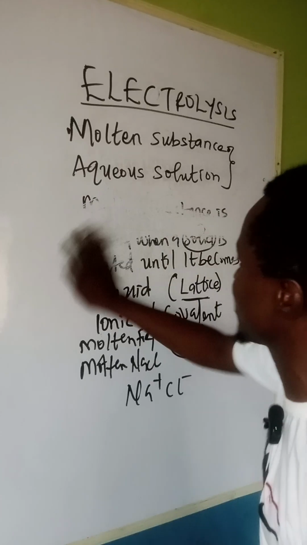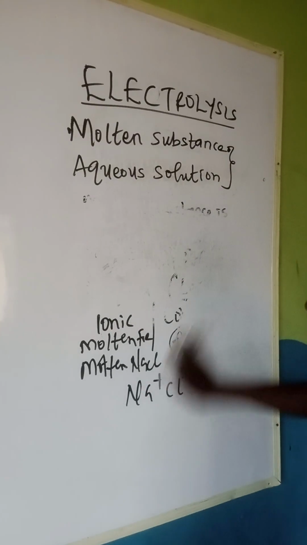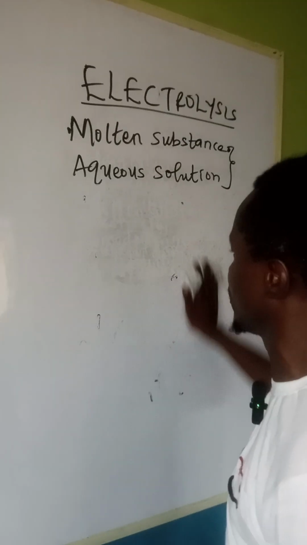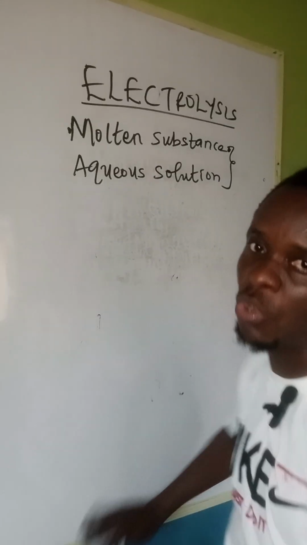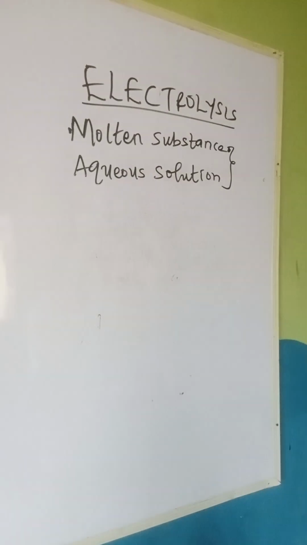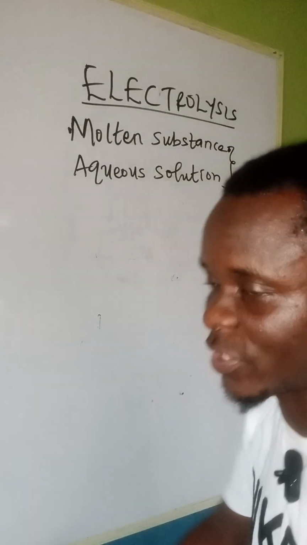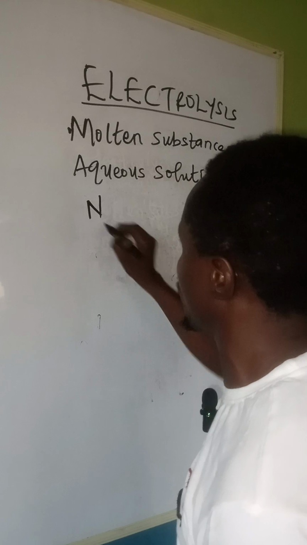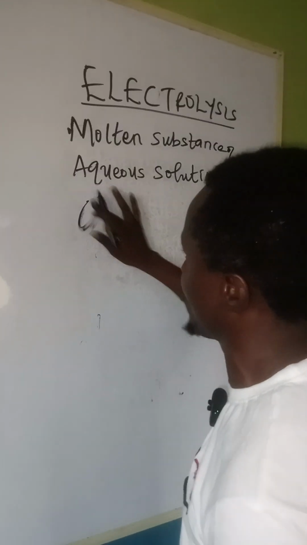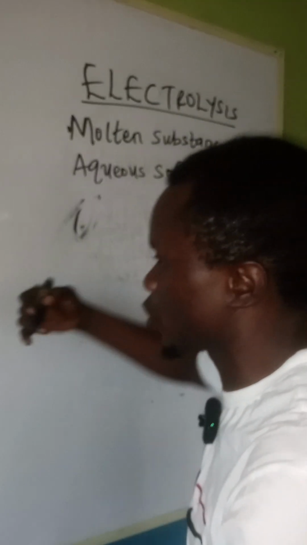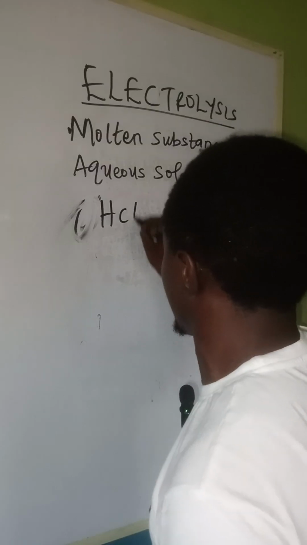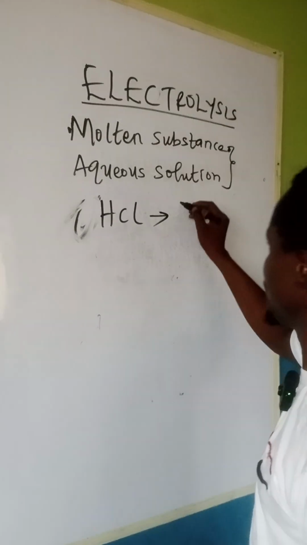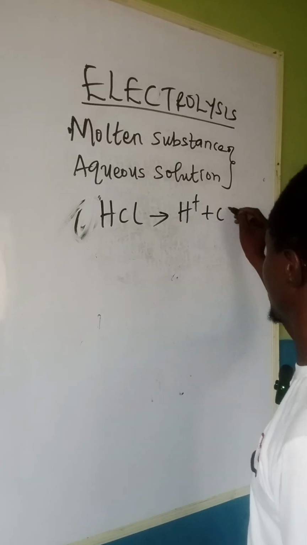So you can say that an aqueous solution is a substance formed when a solid dissolves in water. Now, for example, we have sodium chloride. Okay, let me change it. Let me use a compound like HCl this time around. Now, when HCl dissolves in water, it gives us H plus and Cl minus.